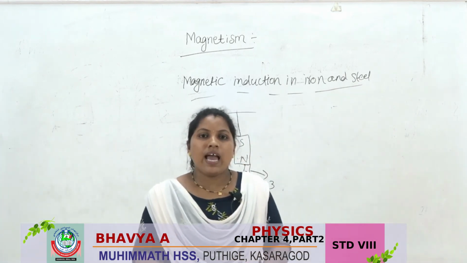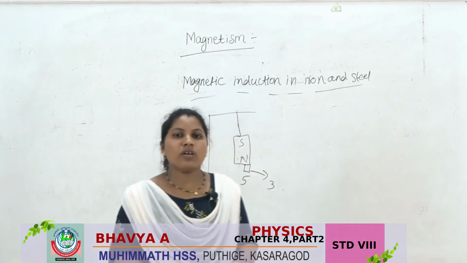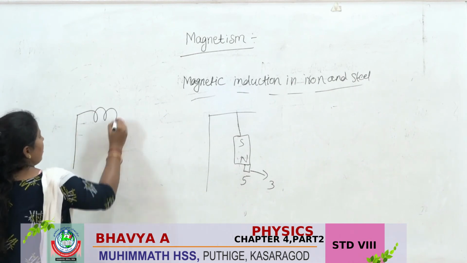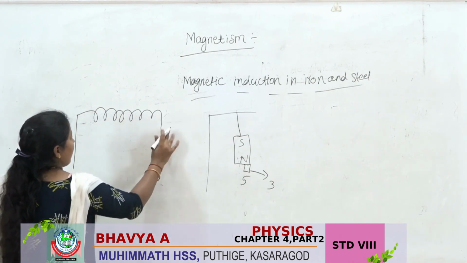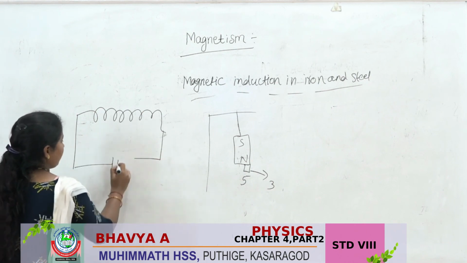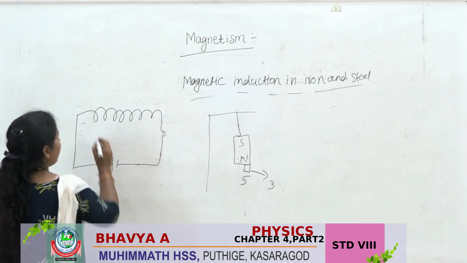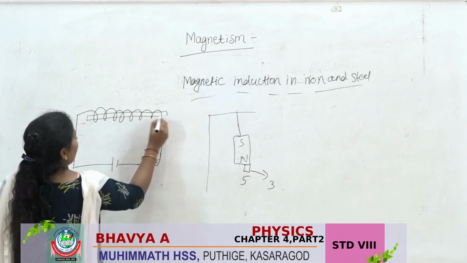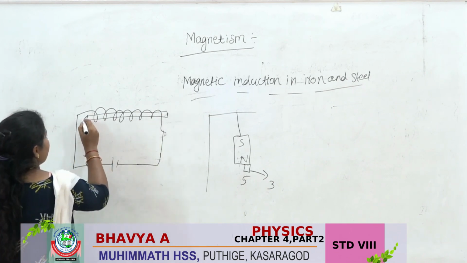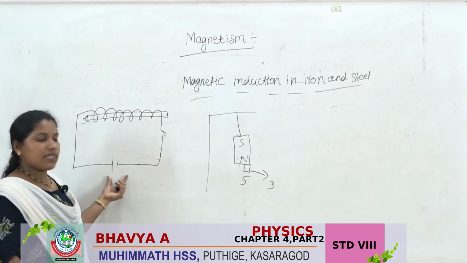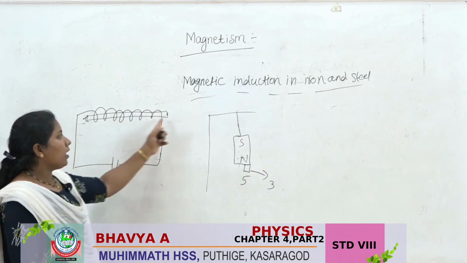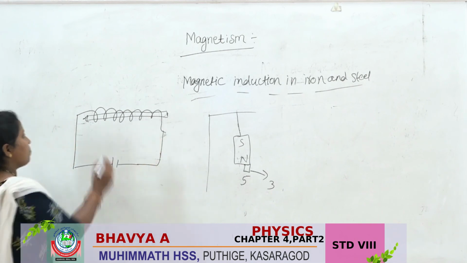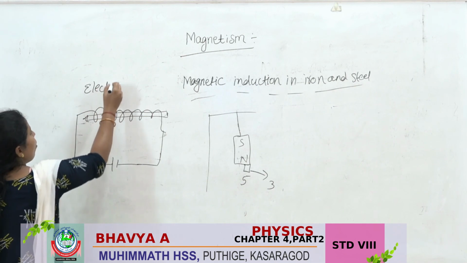Next we are discussing the electromagnet. How do you make an electromagnet? See here, we should arrange it like that. There is a wire connected to a battery. Insert a nail inside the wire. When you pass electricity, this nail is converted into a magnet. This arrangement is called an electromagnet.